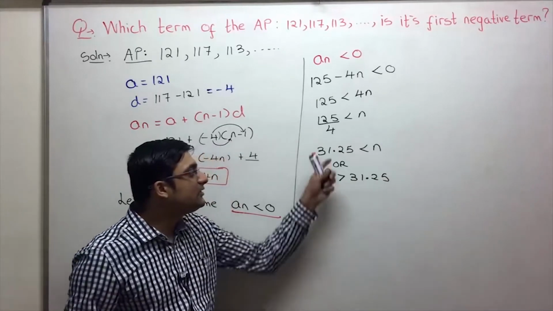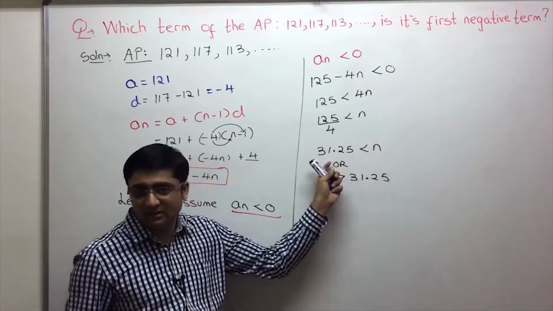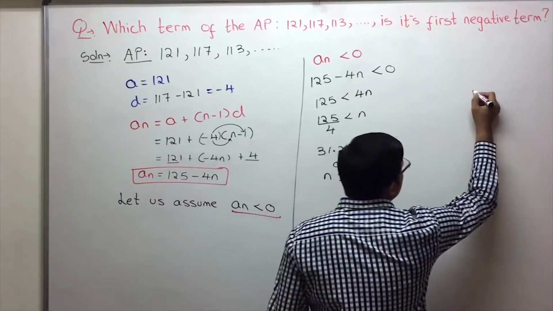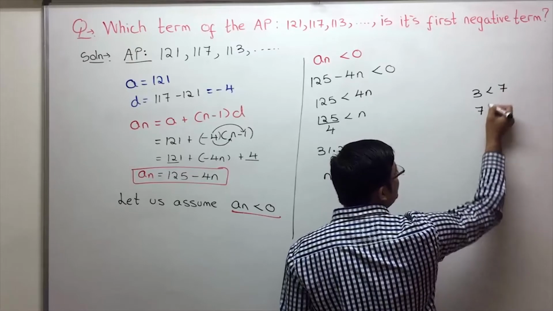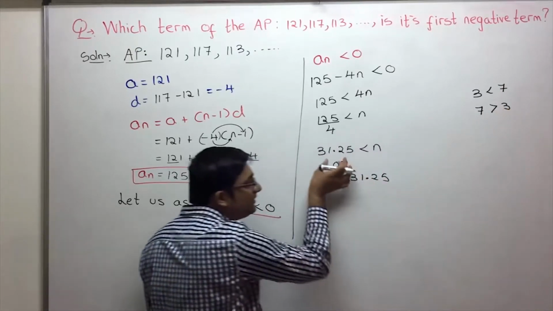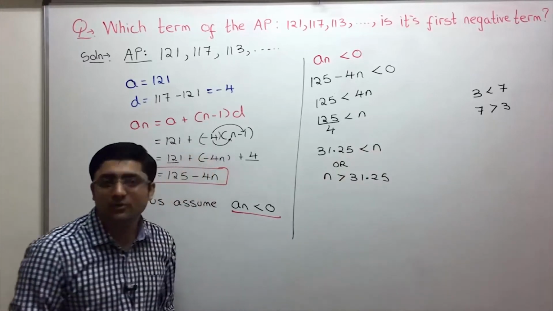I repeat, 31.25 is less than n. In other words, n is greater than this. For example, if I tell you 3 is less than 7, another way of reading this is 7 is greater than 3. Same thing. So 31.25 is less than n, so n is greater than 31.25.